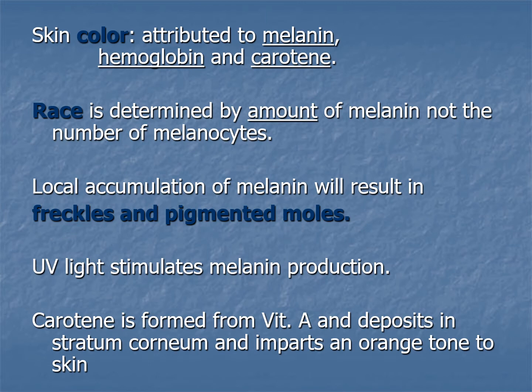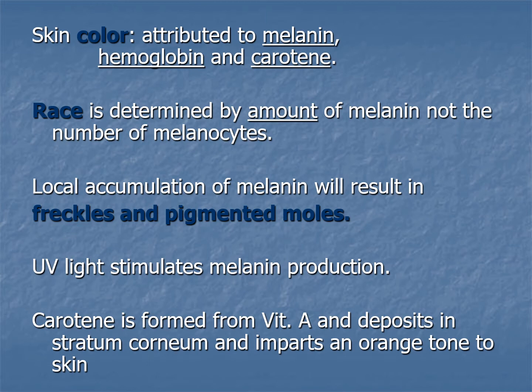Some clinical relevance to this anatomy is that the skin color is because of the melanin, keratin and hemoglobin, which combine and make the various types of colors. We'll discuss later on in the slides the 5-6 types of skin. So the skin has a very important role in imparting the type of color. Race is also determined by the amount of melanin. Local accumulation of melanin results in freckles and pigmented moles.